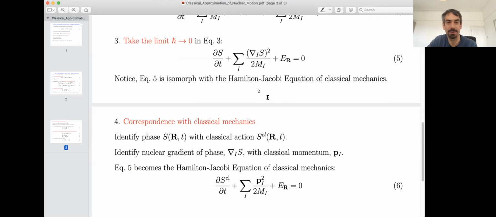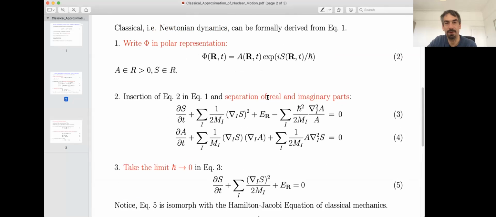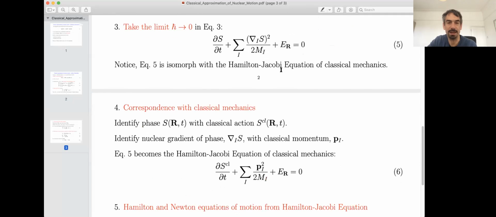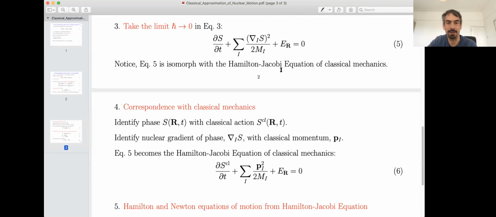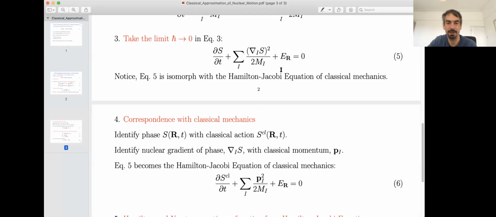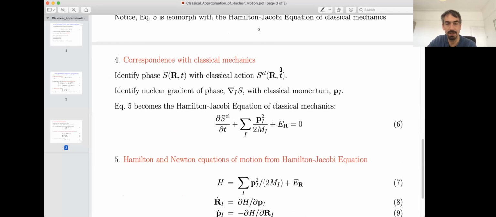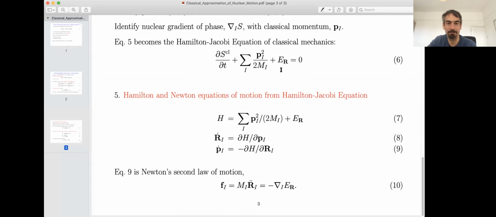And to identify this correspondence between, let's say, the phase of the wave function S and the classical action, and the gradient of the phase and the classical momentum. Right, and in the remainder of that part of the course, we're basically dealing with just Newton's equation of motion for the nuclear motion. Are there any questions? Is it all clear?